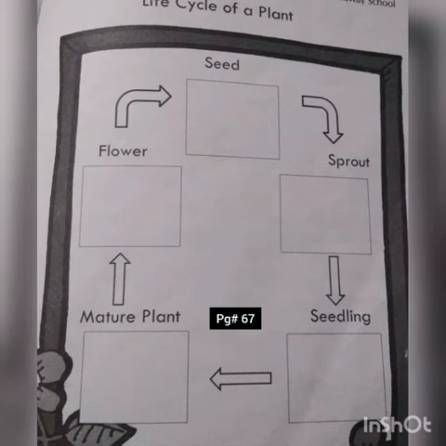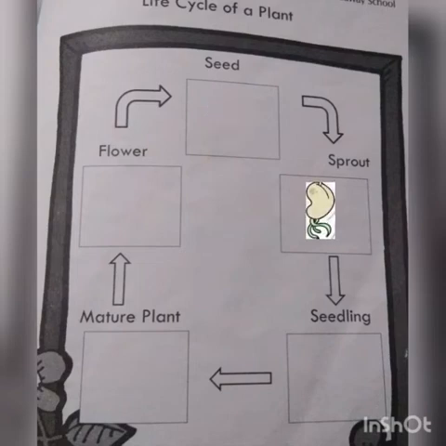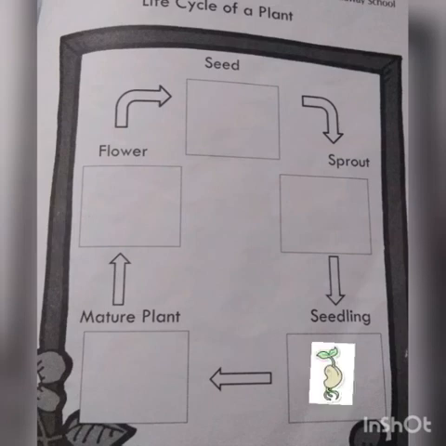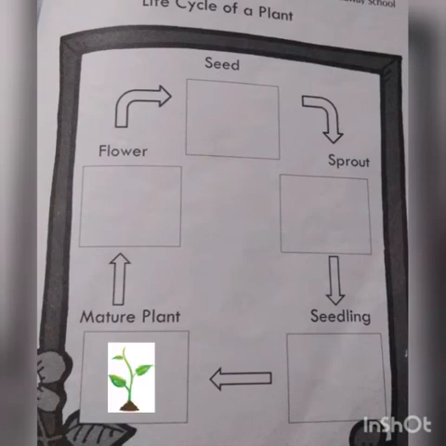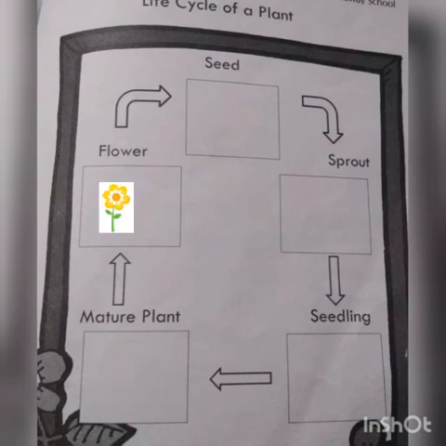So first you have to draw a seed as you saw the seed in the video. Then draw a sprout. Sprout is a root that is coming out from the seed. Then seedling, a stem is coming out from the seed. Then draw a mature plant here with proper leaves and stem. In the last, you have to draw a flower. So this is your assignment.